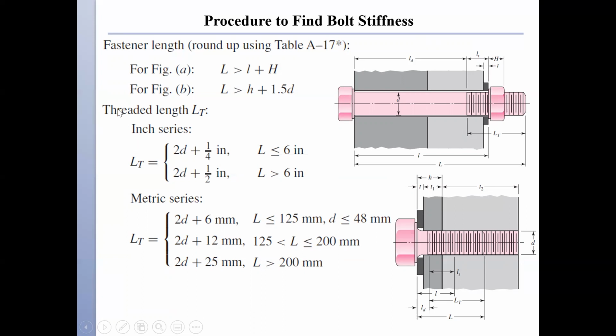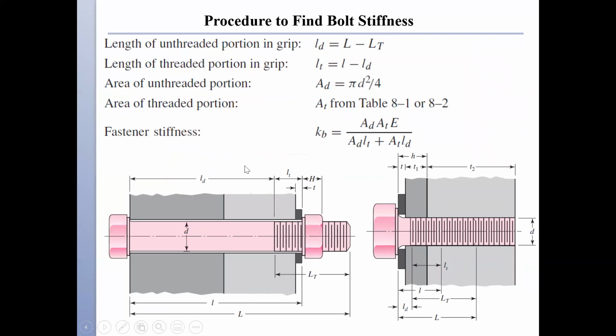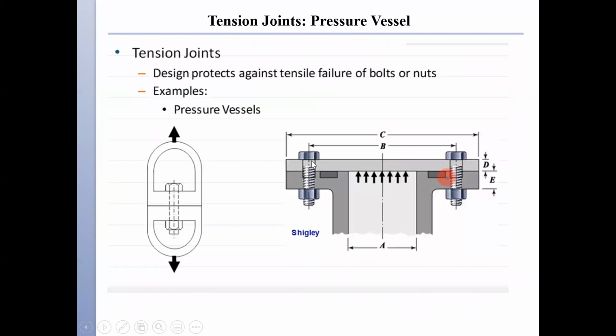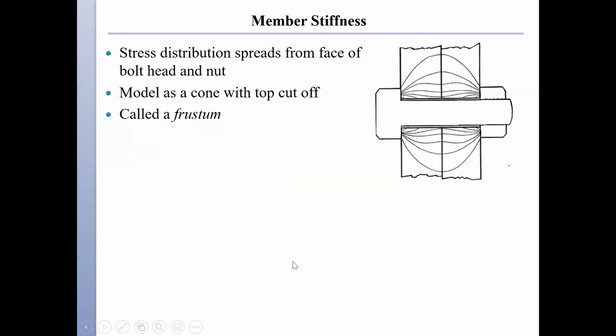These equations will give us the threaded length outside of the grip, the total threaded length. That's why it's uppercase L sub T. So in order to find the stiffness, we want to calculate the lowercase ld, lowercase lt, AD, which is the nominal area, the tensile stress area from tables 8.1 or 8.2, and then substitute in this equation KB. I meant to include the two pictures so you can see the difference between the grip lengths in both types of connections. This is an example of a tension joint, and again, pressure vessel is also another example of a tension joint.